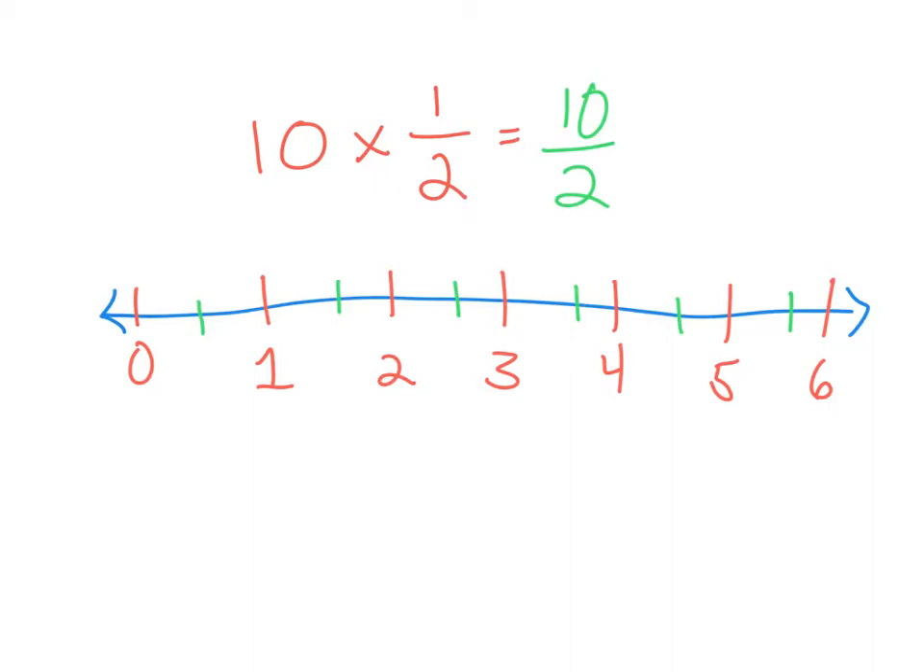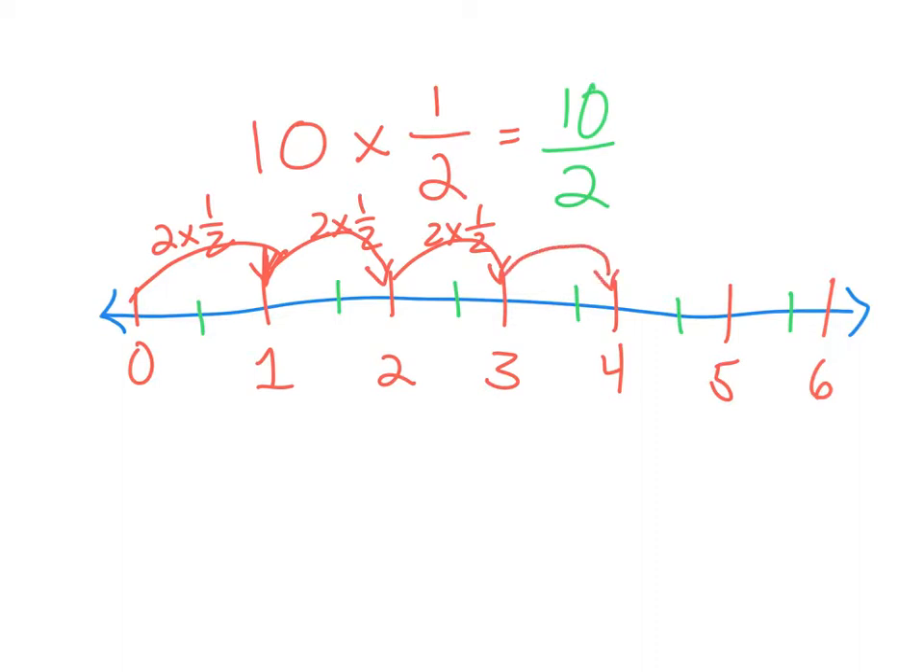Well, how many times did we do that? Let's check this out. We moved up 1 whole right here. So that shows 2 times a half, because we moved up 1, 2. So 2 times a half. And then we did it again. We went up another 2 times a half. Then we went up another 2 times a half. Each time we're going up, we're making another whole. Then up over here, 2 times a half. So now we have 4 of these 2 times a halves.